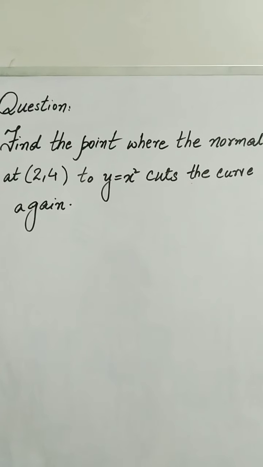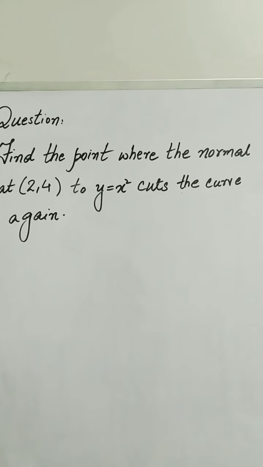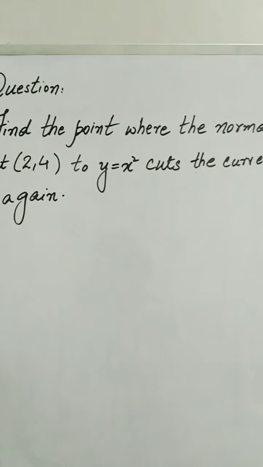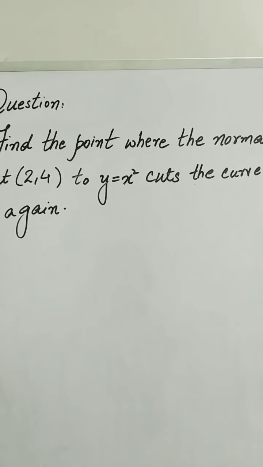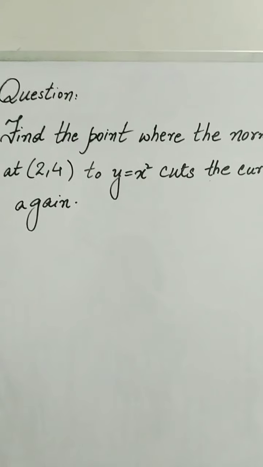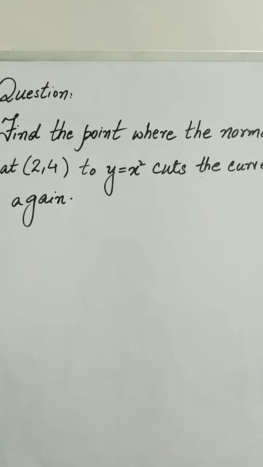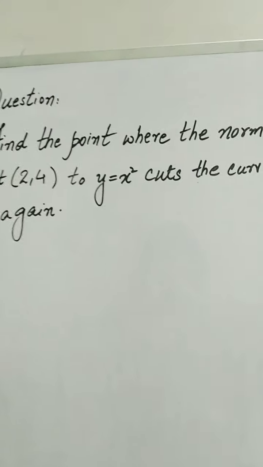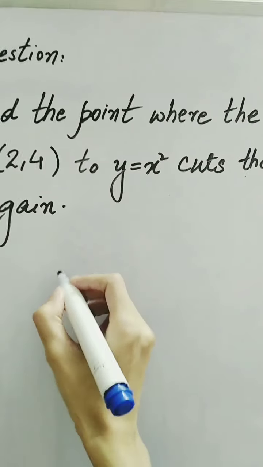Now look at another question here in which we have to find the point where the normal at the given coordinates 2, 4 to the equation y is equal to x squared cuts the curve again. So first of all, we will find out the gradient for the normal. Then with the help of the gradient and given coordinates, we will find out the equation. And then with the help of the equation, we will find out the points that are cutting the curve again. So let's start by finding out the gradient.